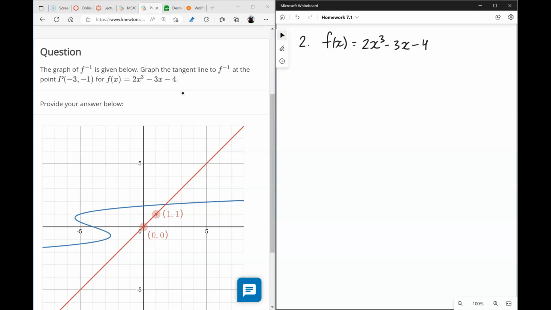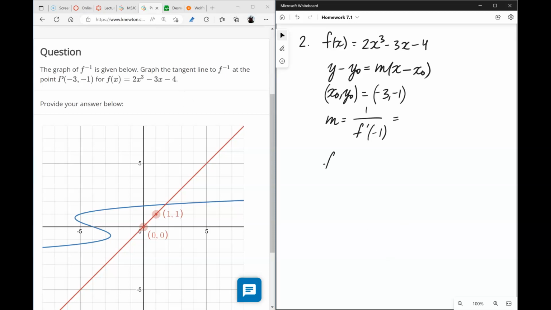And basically, to graph this function, to find the equation, we're going to use this point slope formula. And we happen to know the point. We don't know the slope yet. To find the slope, we're going to use this fact. And now, to actually find this, we're going to find the derivative of f, which is 6x squared minus 3.